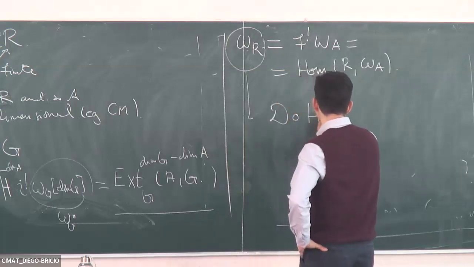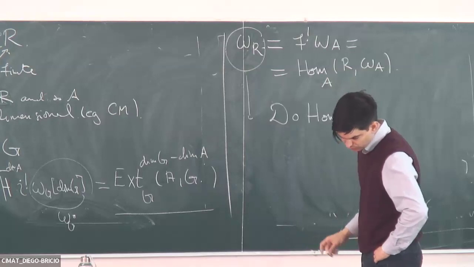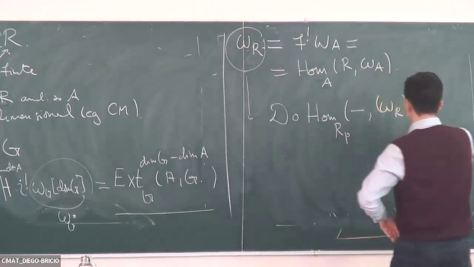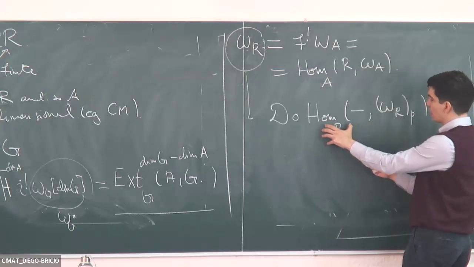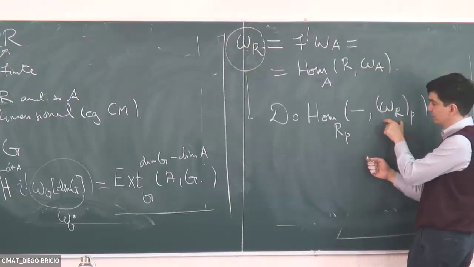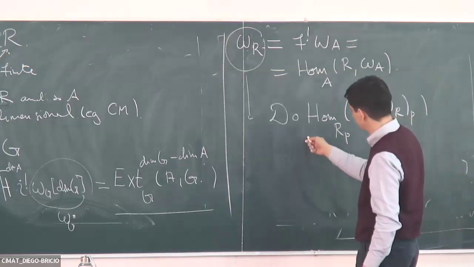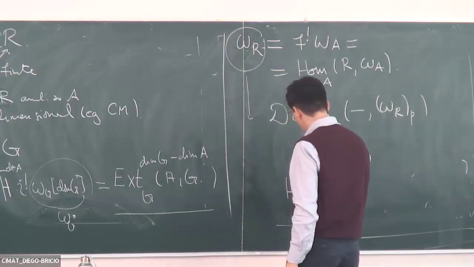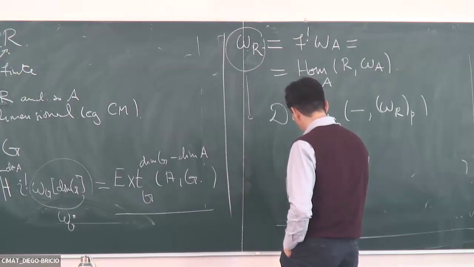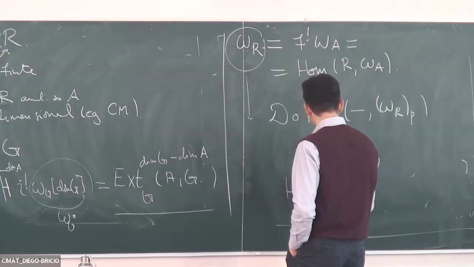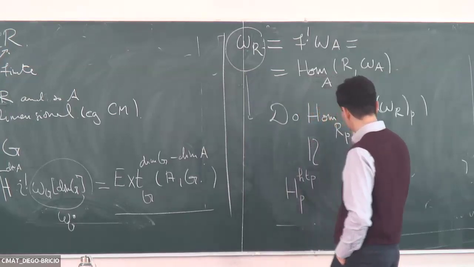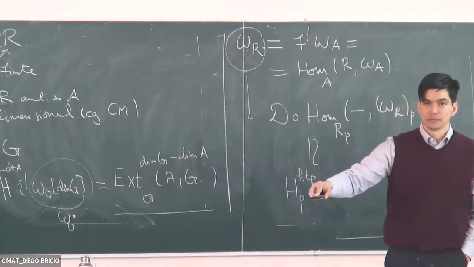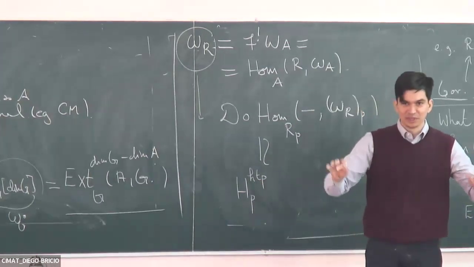Now I'm going to take Hom. So let me look at this. I'm going to look at the point, and I'm going to look at what happens. So now I'm taking Hom into omega, right? Instead of R, I have this functor, and I want to see what happens here. And so this is going to be naturally isomorphic to the top local cohomology, with support at P, height of P. These functors are naturally isomorphic.